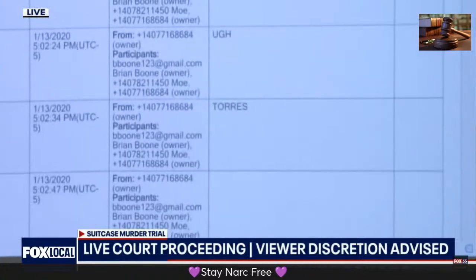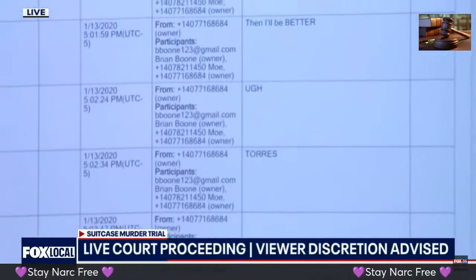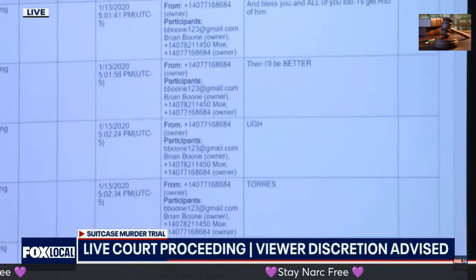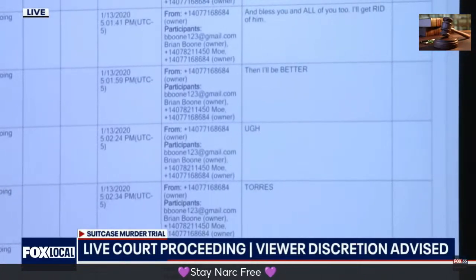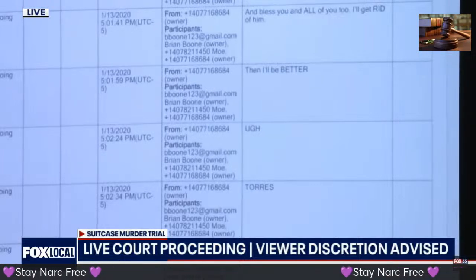And then the next three are also outgoing messages. What do they indicate as far as content? Starting with 17168, then I'll be better, followed by 17169, ugh, and 17170, Torres.